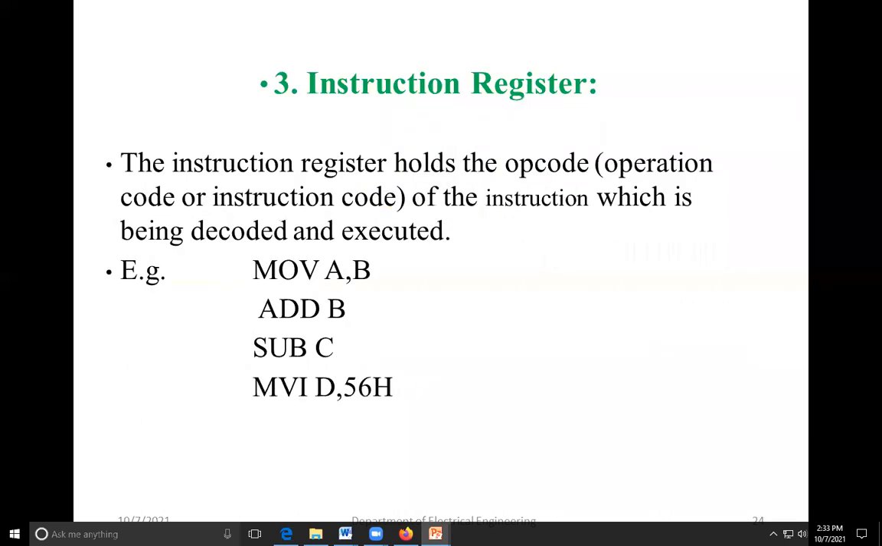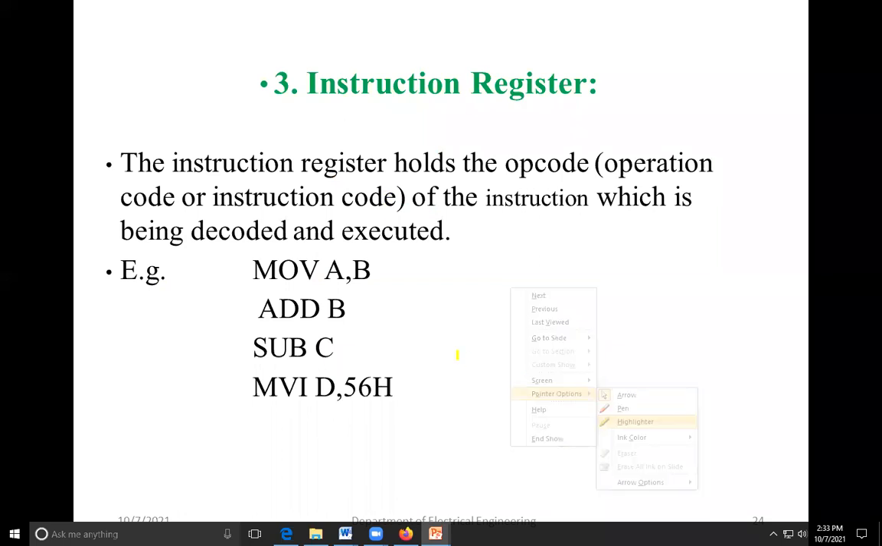This is the flag register, on the left side. This is the instruction register. The instruction register holds the opcode. Interpretation: it holds the opcode, the operation code or instruction code, for the instruction which is being decoded or executed.